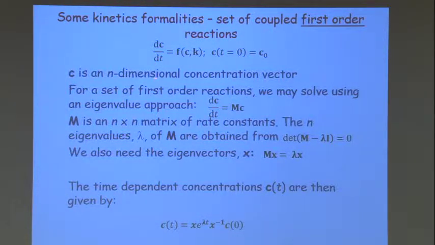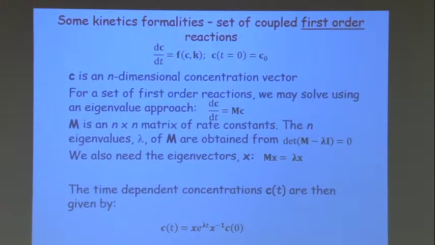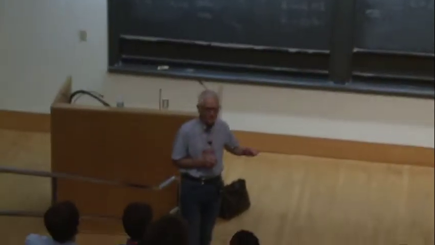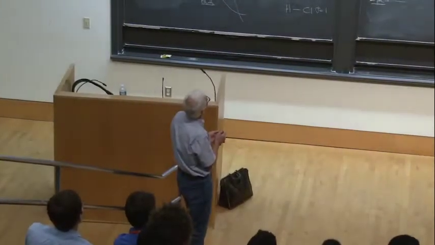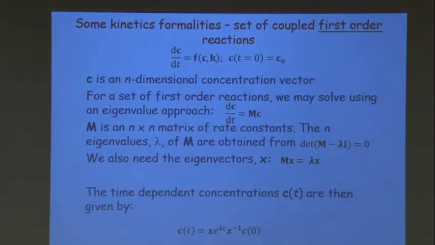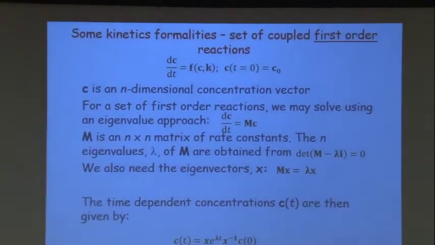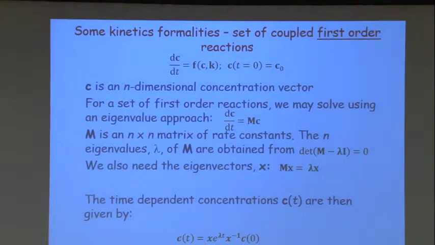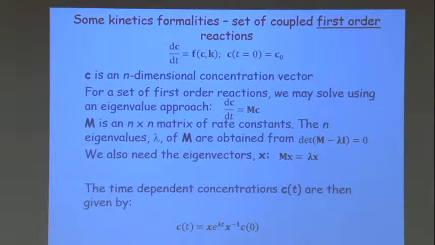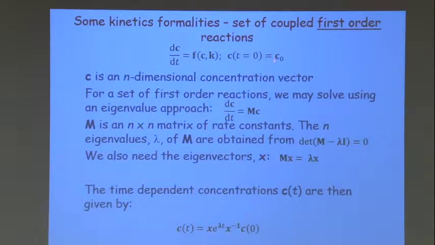So we've got dC by dt, where C is an n-dimensional concentration vector, including the concentrations of all the species we're dealing with, C1, C2, C3, etc. And then that's dependent upon some function which depends upon concentration, always just to the first power, since it's first order, and a set of rate constants. And it's subject to a set of initial conditions, in particular this zero-time concentration vector C0.